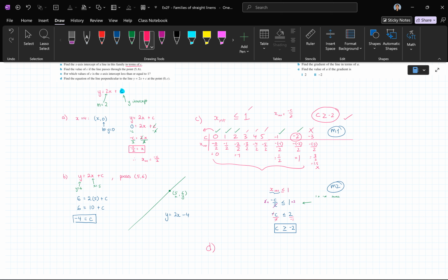And then finally, D, find the equation of the line perpendicular to the line y equals 2x plus c. So you've got y equals 2x plus c, and you want a line to be perpendicular. You need to find y equals mx plus c, another line that is perpendicular to this equation, and it passes through, where does it pass through? (0, c).